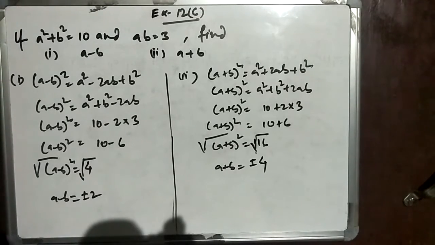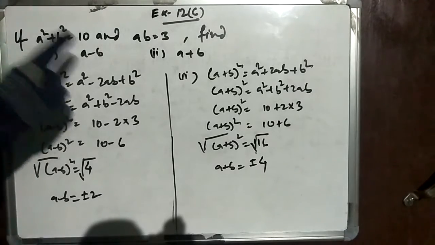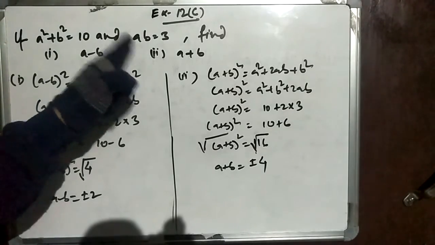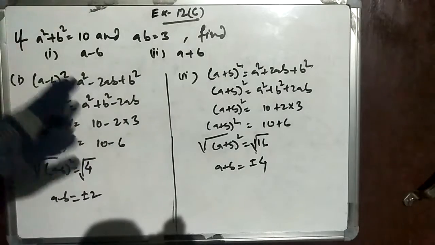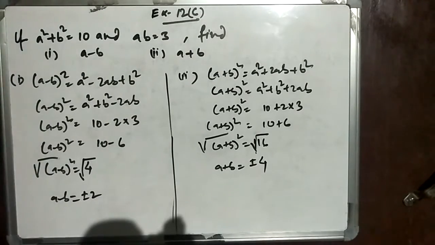As I had told you earlier, before starting the classes, I'll choose only the questions which are related to the other questions, so it will help you to solve the rest of the questions from the exercise as well. The next question we will move on to from this exercise is: if a square plus b square equals 10 and ab equals 3, then find a minus b and a plus b. We have to find the value of a minus b and a plus b.